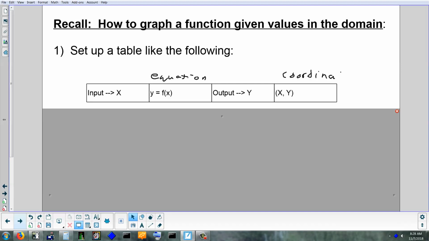How do you get the coordinate? Well, the first number comes from the first column. The second number comes from that column. X comes from the first column. Y comes from the second. And then once we have a few coordinates, we'll have a few dots. We just have to decide if it's a discrete problem, we leave dots. If it's a continuous problem, we connect it. It depends on the problem.